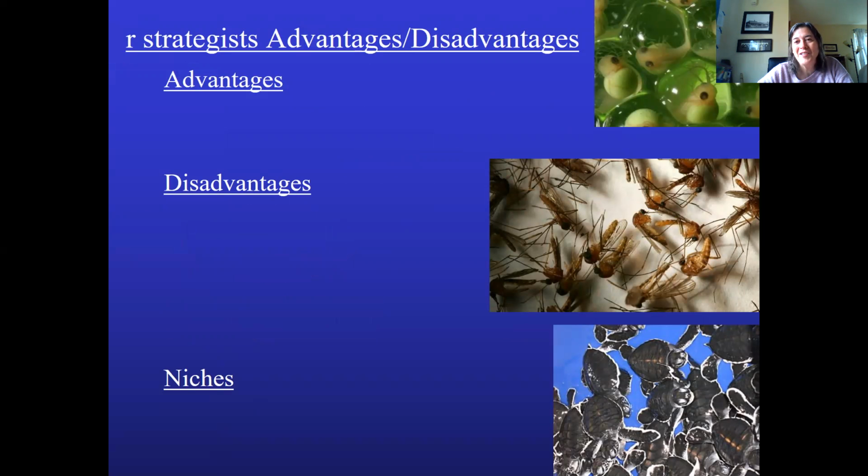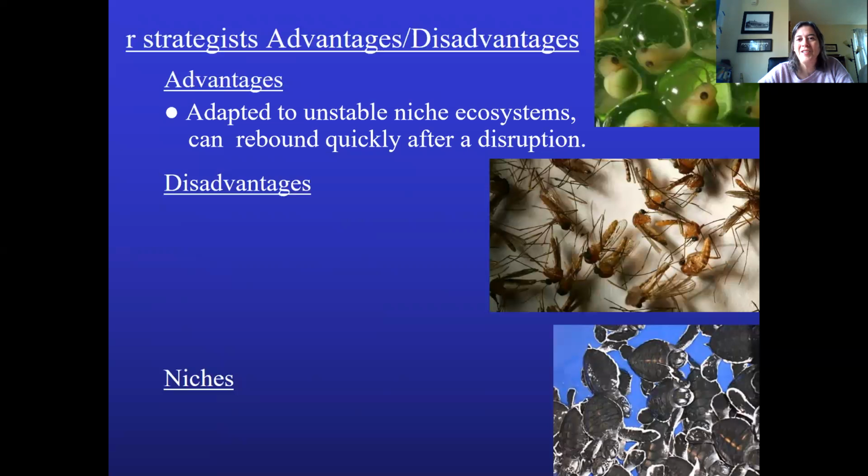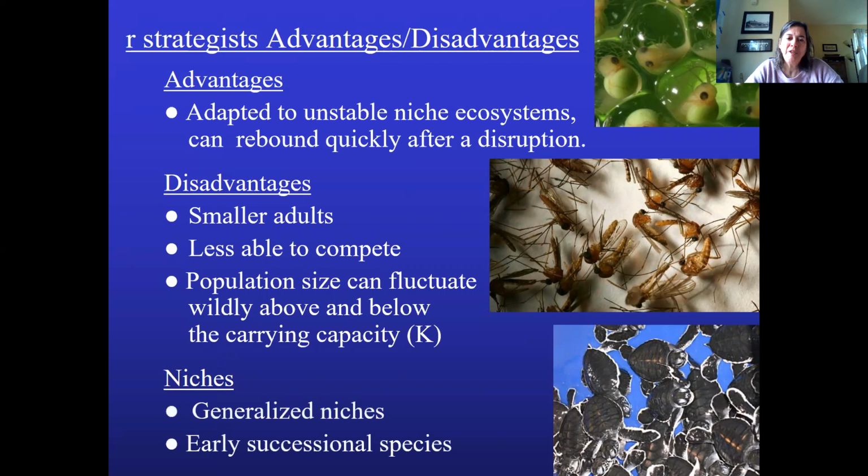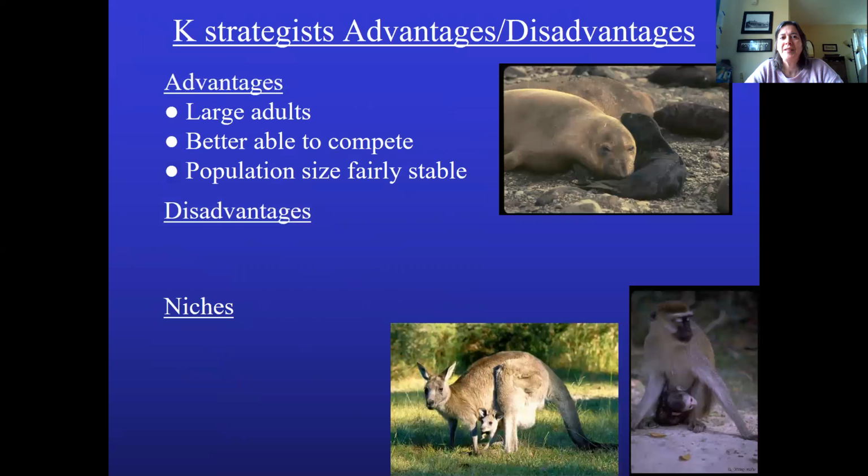All right, so what are the advantages and disadvantages? Advantages to an r strategist: you can adapt in unstable ecosystems because you have a really high population growth rate. You can rebound quickly after a disruption that might wipe out your population. Disadvantages: your adults tend to be smaller. You tend to have a lot of, again, think of egg hatching with insects, fish, less able to compete. Your population size can fluctuate wildly above and below your carrying capacity. So niches, they're going to be more generalized, and early successional species.